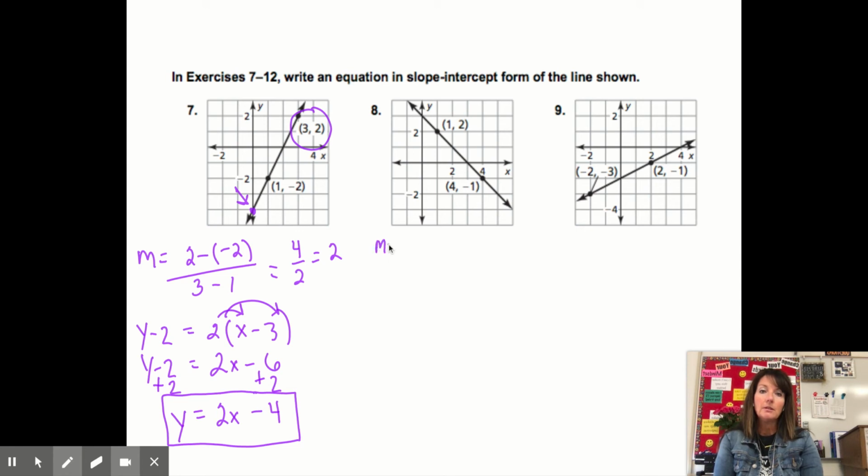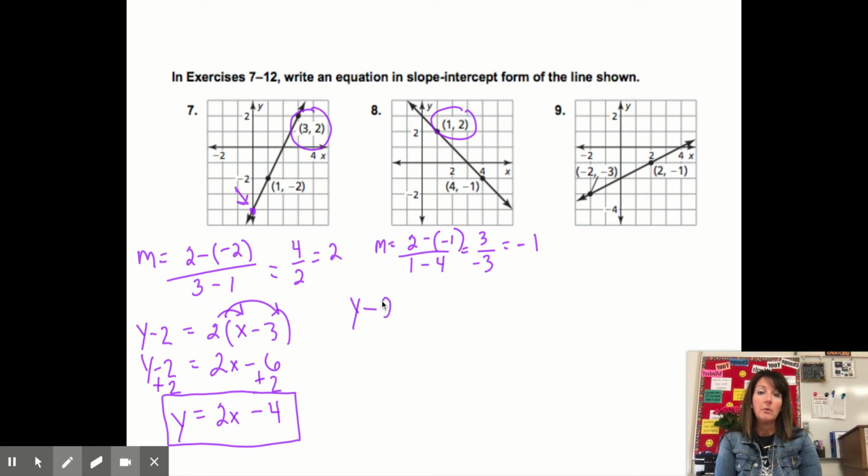So I'll calculate the slope. So we have a slope of -1. So y minus, and I'm going to use this point. Again, you can use either point. So if you want to try it out using the other one, we should get the same answer in slope-intercept form. The point-slope form might look a little different, but the slope-intercept form would always simplify to the same.